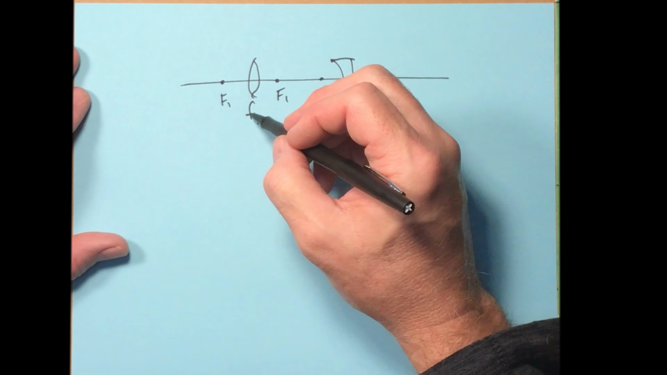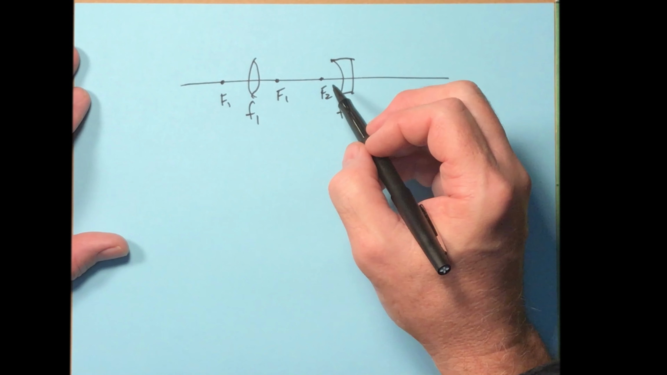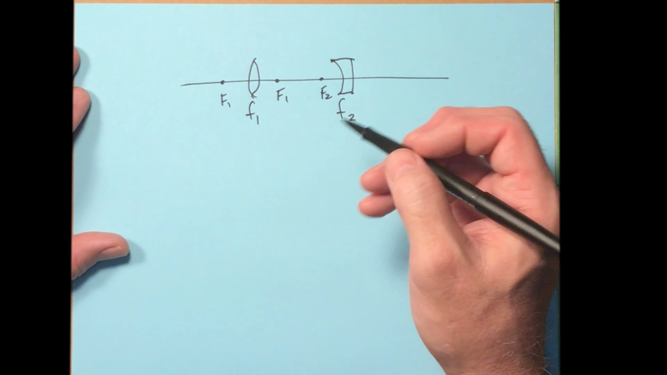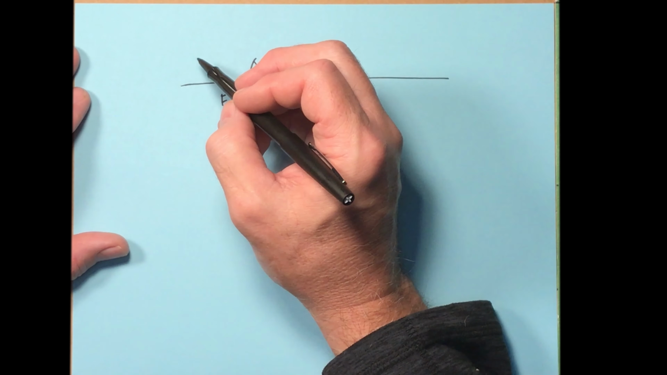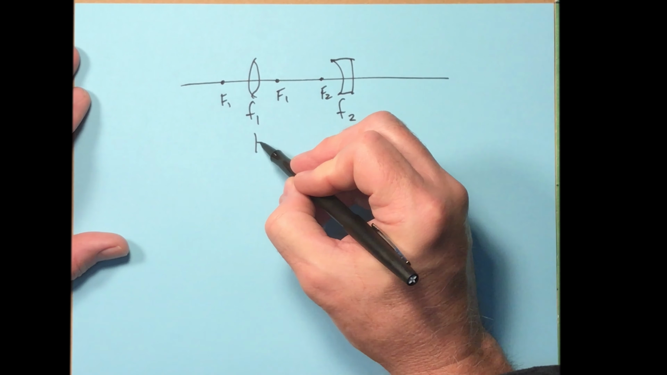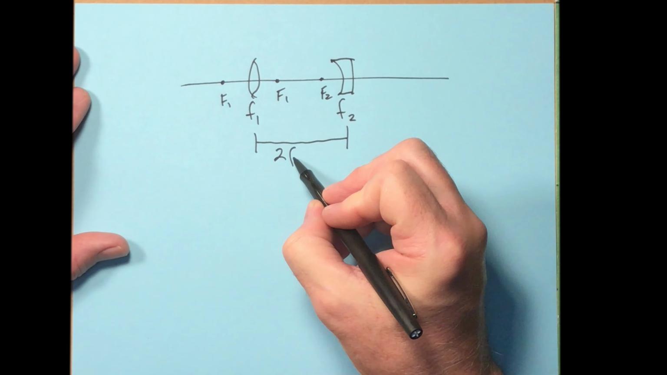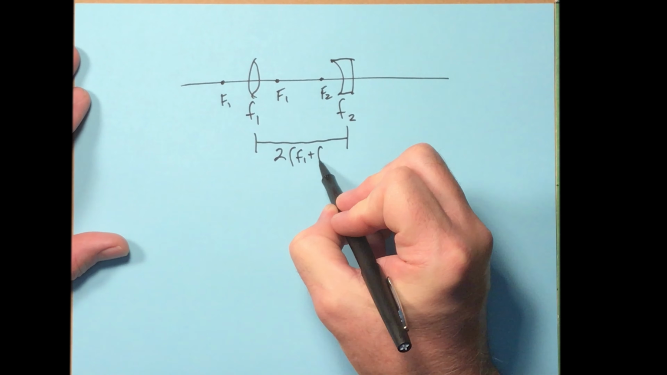The focal lengths are probably going to be more important than the focal points, because focal points become important when we are doing ray tracing, but this is a problem. And let's say the distance between these two right here is 2 times f1 plus f2.